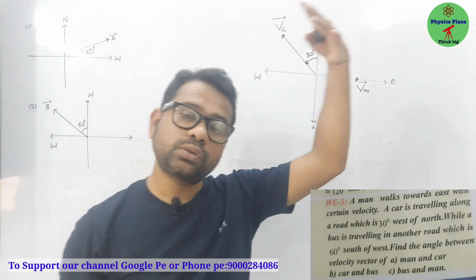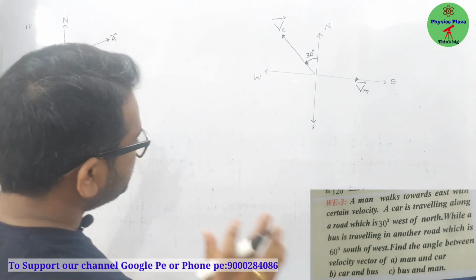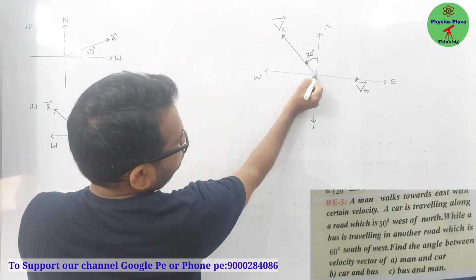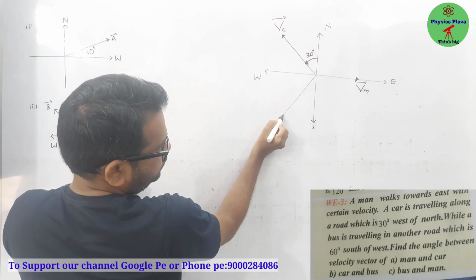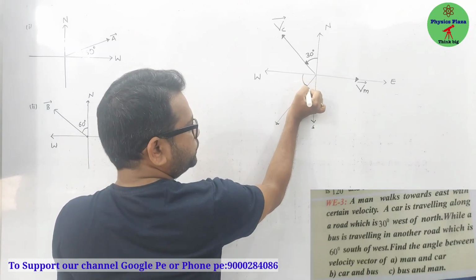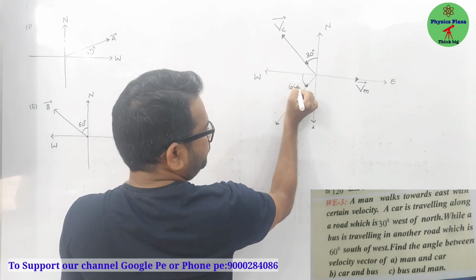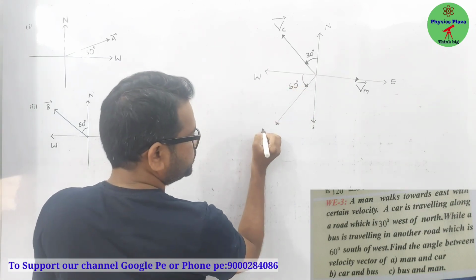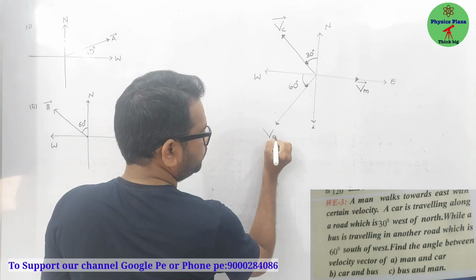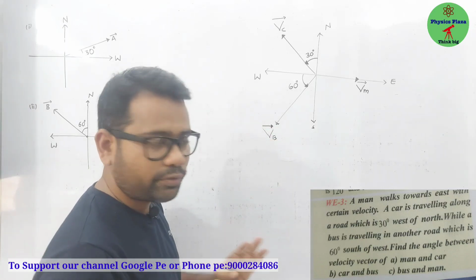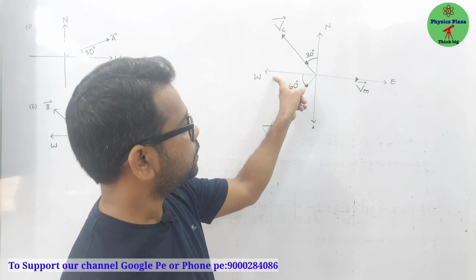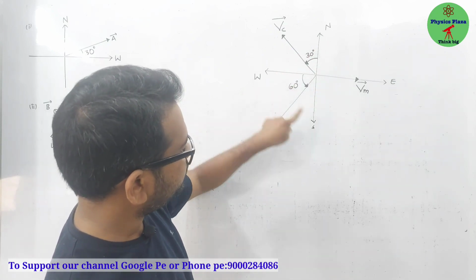And one more, a bus, is going along another road, such that it makes 60 degrees south of west. South of west means towards south from west. So it is given that 60 degrees south of west, and this is the velocity of the bus. That's what I said: if you want to do this question, first you should know how to take the angle directions. So this is 30 degrees west of north, this is 60 degrees south of west.